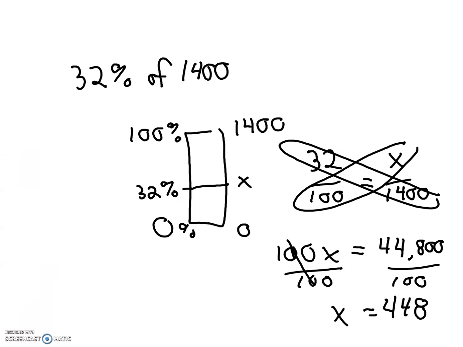Well, 32%, that's less than half, fair amount less than half. Half of 1,400 would be exactly 700, and less than that, 448, that seems reasonable. Okay.